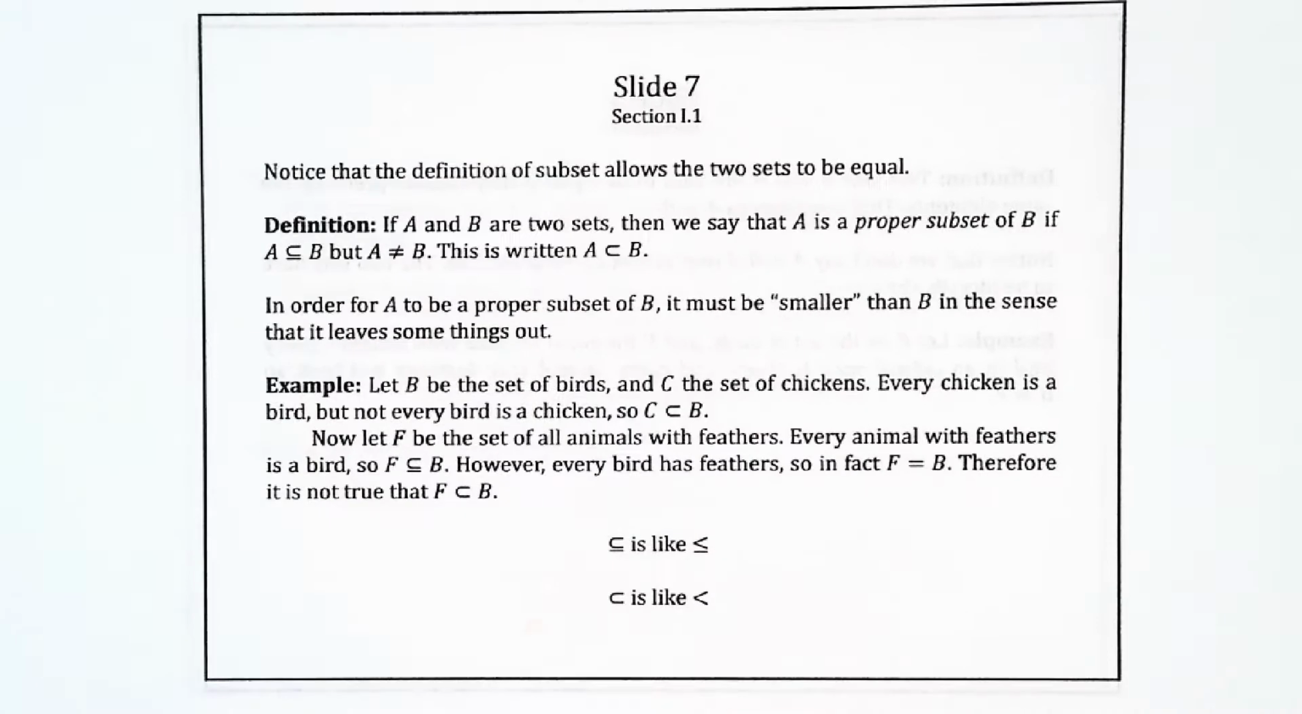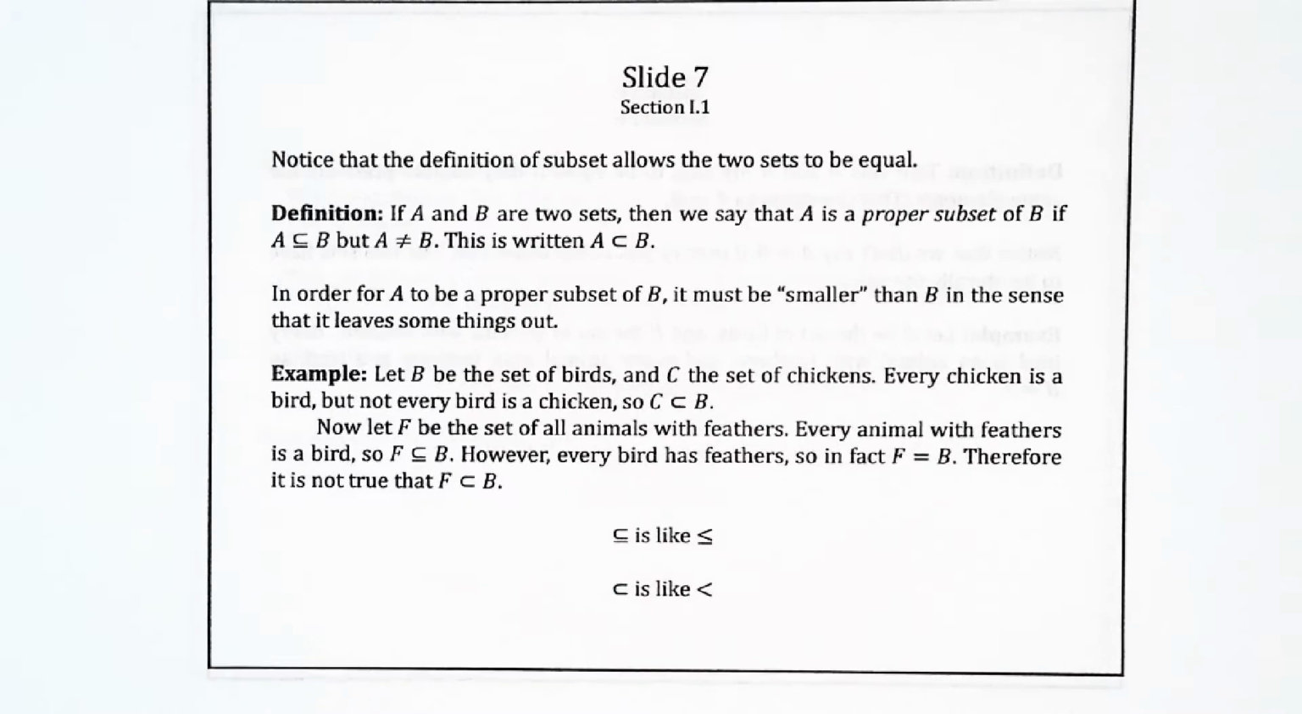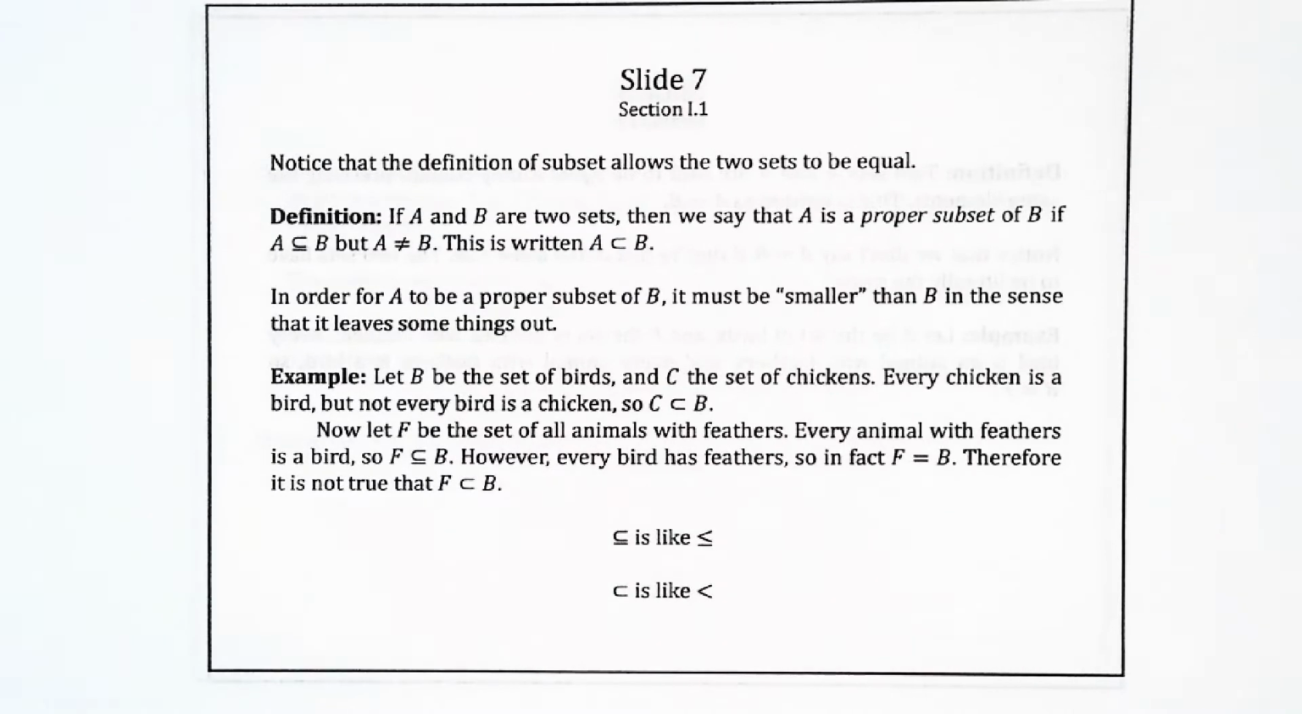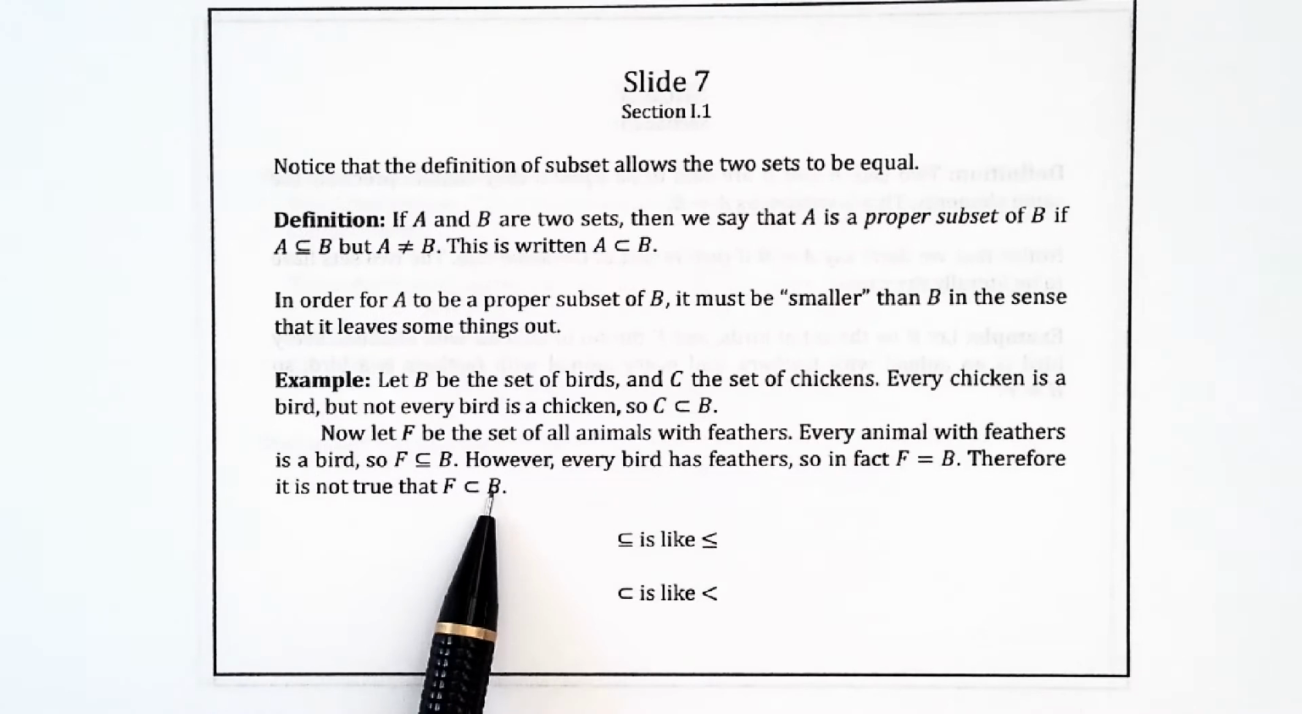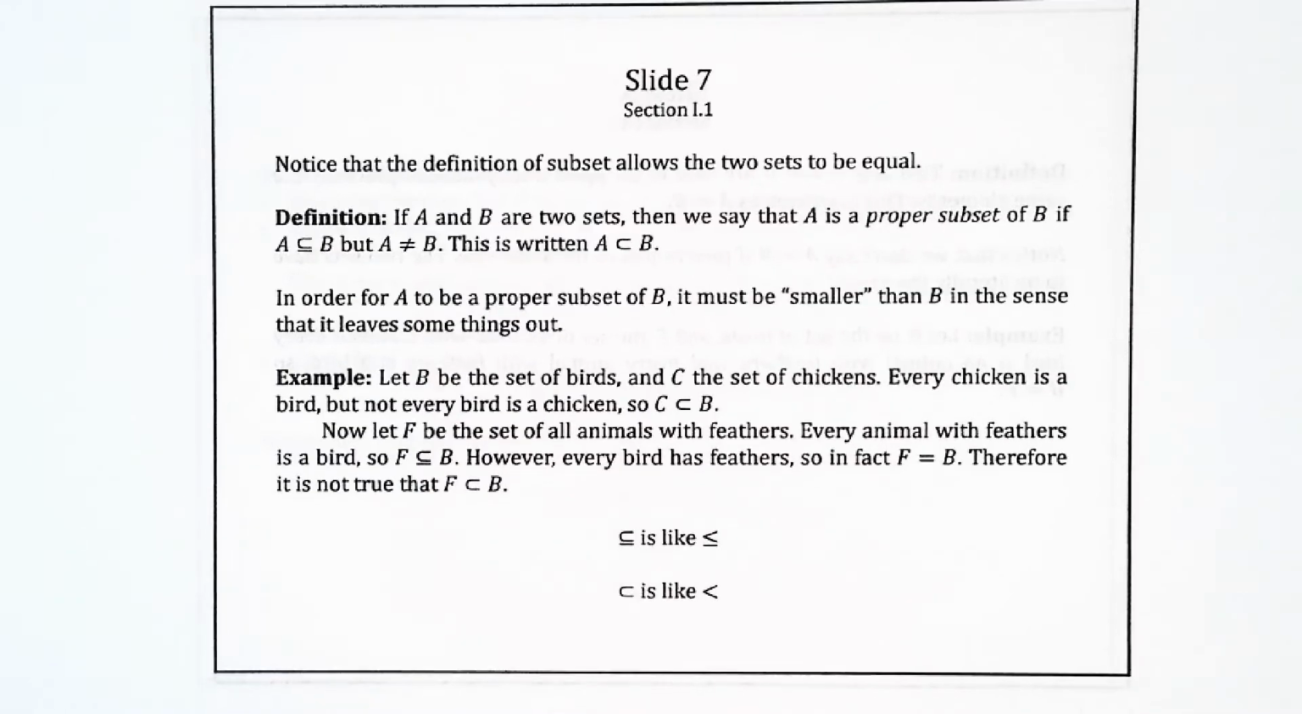But there are no other birds. Every bird has feathers. So these are actually equal sets. So it is not true that F is a proper subset of B, because they're actually the same. Okay, the notation is set up to make you think of less than or equal to and less than. Subset is like less than or equal to. Proper subset is like less than.